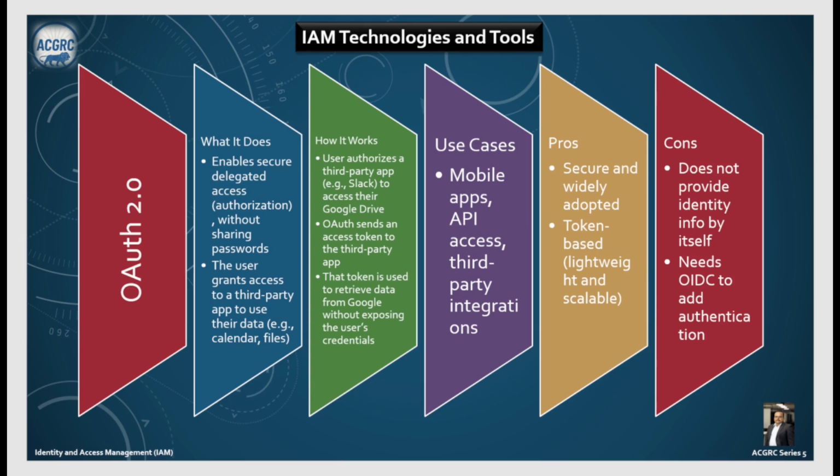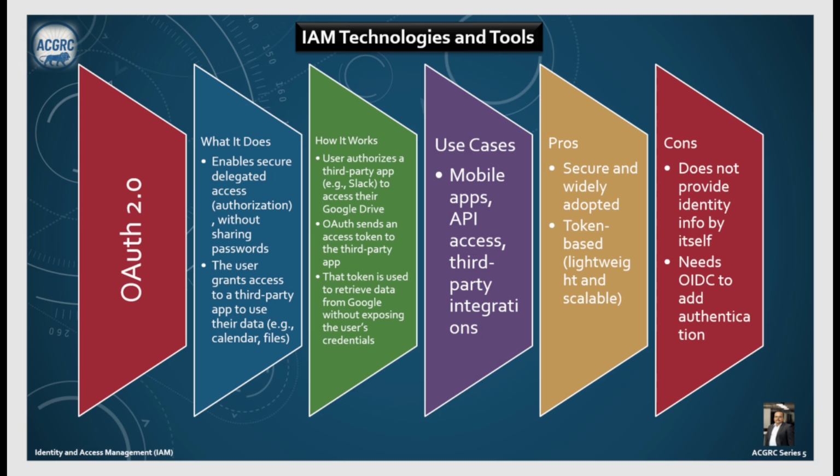When you come to OAuth 2.0, it enables secure delegated access without sharing passwords. The user grants access to a third-party app to use their data. For example, a user authorizes a third-party app to access their Google Drive. This is how it starts from a workflow perspective.